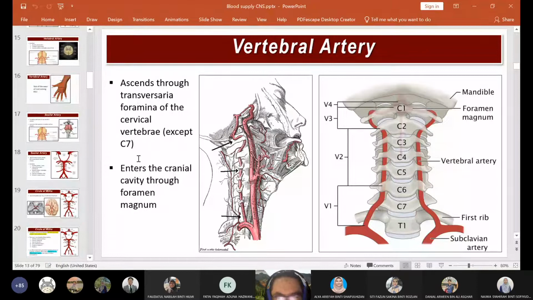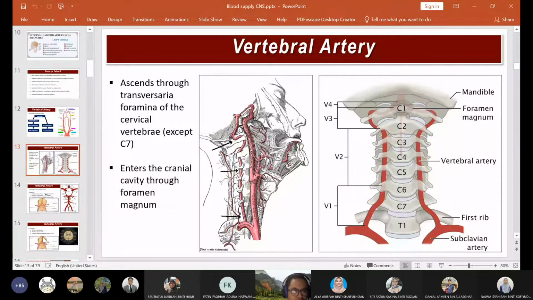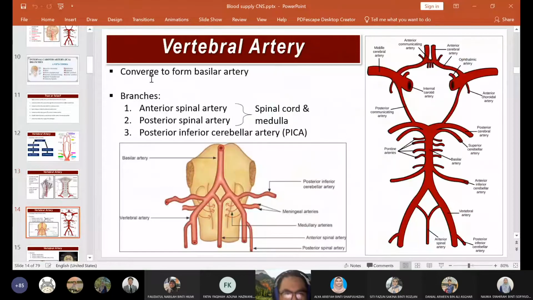Always remember that. And then it enters the cranium through the foramen magnum. Again, this one here. So the subclavian artery branches to the vertebral artery, which goes through the transverse foramina of C6, 5, 4, 3, 2, 1, and then enters the cranial cavity through the foramen magnum. Boleh? Good. And then they converge to form the basilar artery. You can imagine ni dua kan? This is the vertebral artery, coming from the neck. Then they converge and become one artery called the basilar artery.